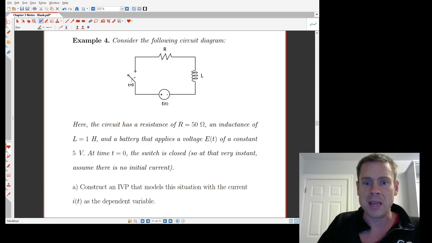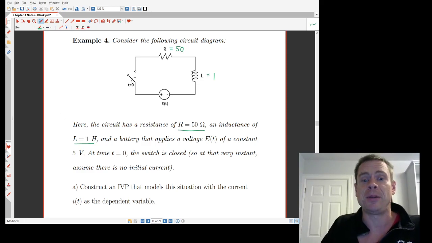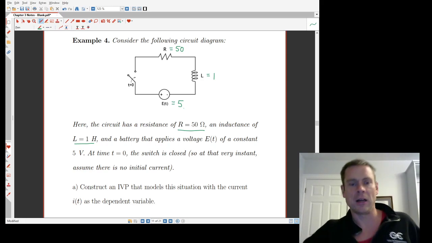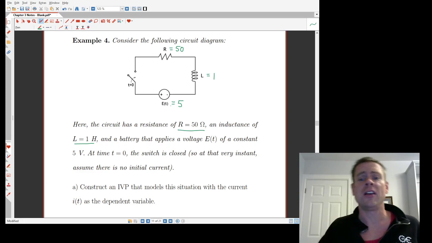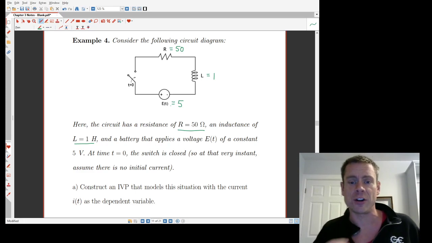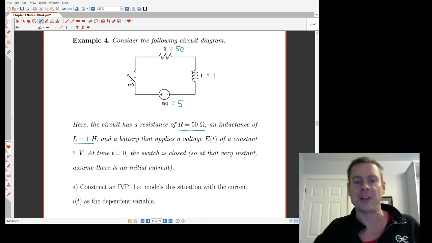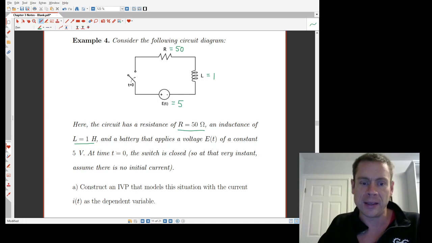We have a circuit, and it has resistance of 50 ohms. So R is equal to 50. We have an inductance of L equals 1 Henry, so L is equal to 1. And a battery that applies a voltage E of a constant 5 volts. So this here is 5. So it's a small little battery, it looks like. At time equals 0, the switch is closed. So at that very instant, we assume there's no initial current. That's going to let us assume some simple initial condition.